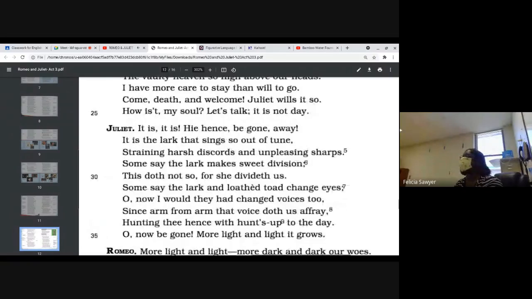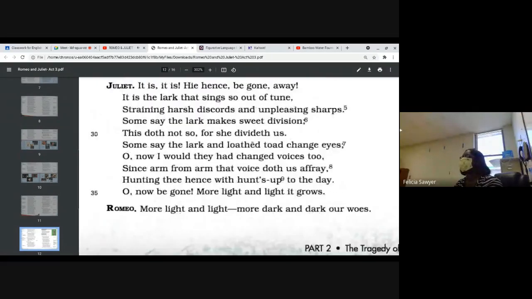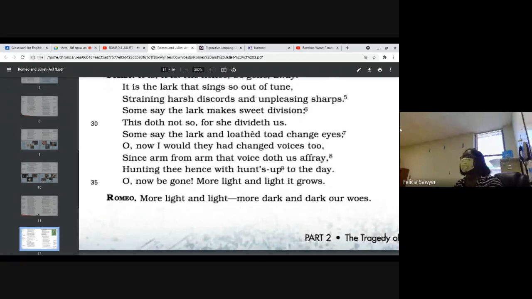It is the lark that sings so out of tune, straining harsh discords and unpleasing sharps. Some say the lark makes sweet division. This doth not so, for she divideth us. Some say the lark and loathed toad change eyes. Oh, now I would they had changed voices too, since arm from arm that voice doth us affray, hunting thee hence with hunts up to the day. Oh, now be gone, more light and light it grows. More light and light, more dark and dark our woes.